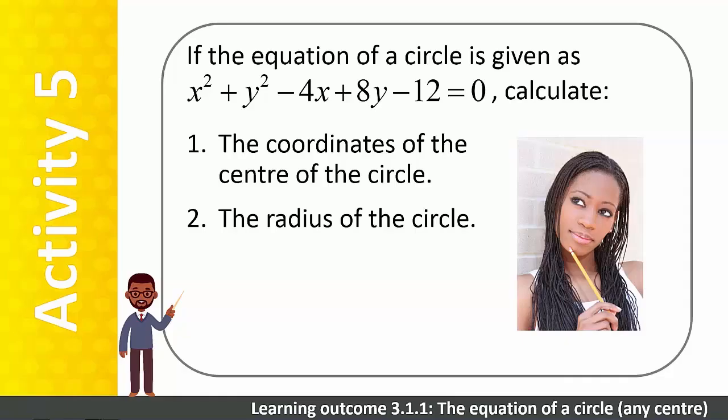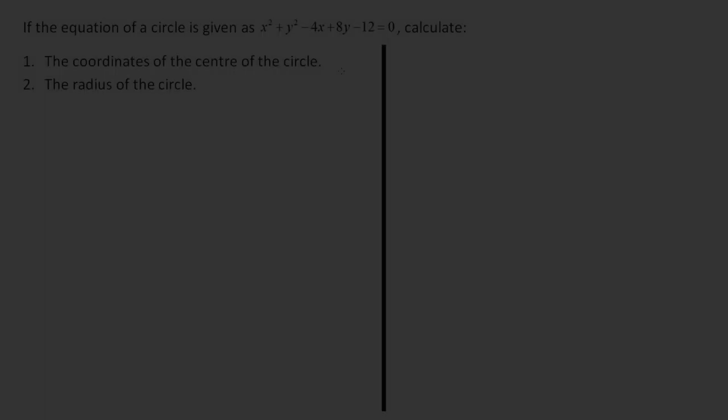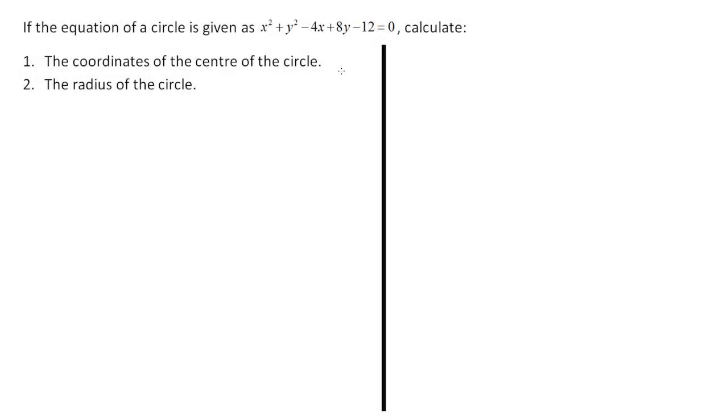Let's watch a lecturer work through the solution by completing the square. Let's consider the following example. If the equation of a circle is given as x squared plus y squared minus 4x plus 8y minus 12 is equal to 0, calculate, firstly, the coordinates of the center of the circle. In this specific instance, the equation is given. We need to restructure that equation in the form where the center is given. So this specific equation, we need to restructure it in this form.